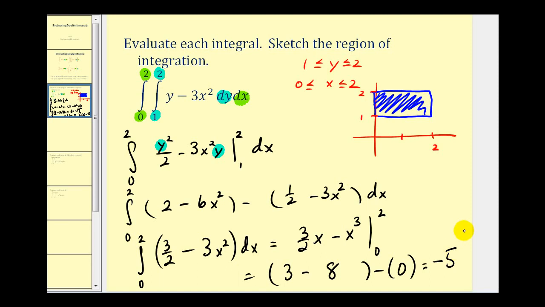to negative 5. Remember, a double integral only gives us the volume when the surface is non-negative in the region defined here in blue. Let's take a look at another example.